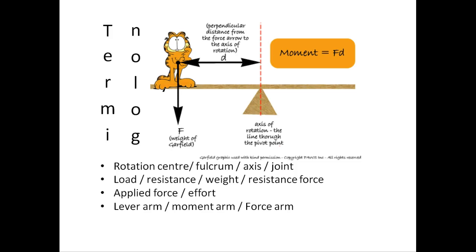Okay, some terminology. So the rotational center will be the fulcrum, the axis or the joint. The load will be the resistance, the weight, or the resistance force. The applied force will be the effort, and the lever arm or the moment arm or the force arm, that's the length of what we're talking about. And there's Garfield helping us out.